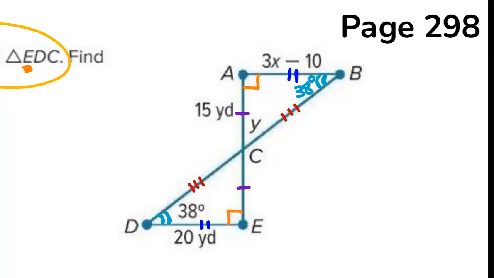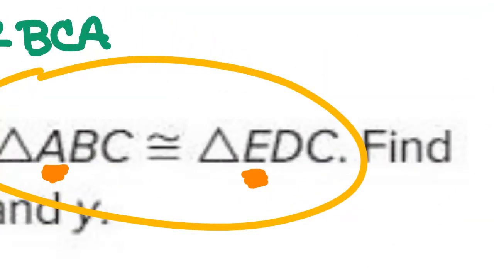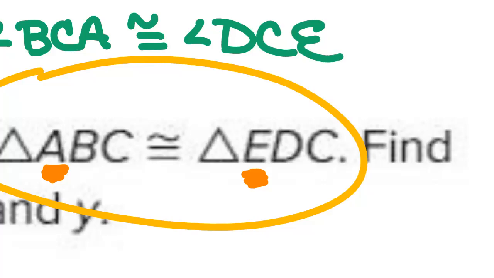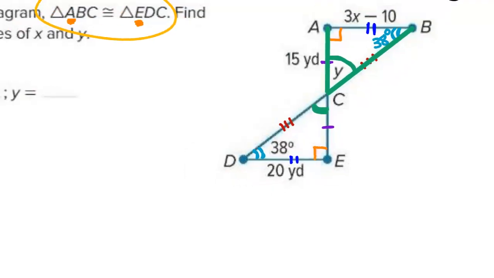That tells me to start at B, come down here to C, and then go up to A. So angle BCA, that's where that letter Y is. And that corresponds to what 3-letter named angle in the bottom triangle? DCE. Absolutely correct. This angle right here. Beautiful work. All right, we're supposed to find X and Y.